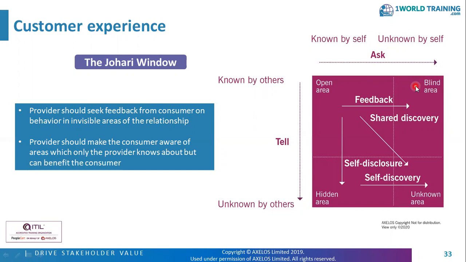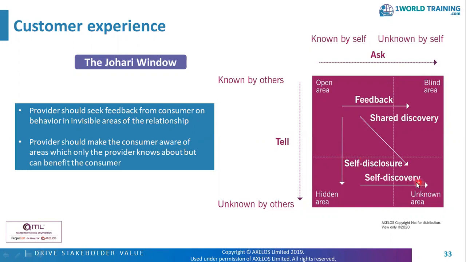by which the provider will know what was previously unknown to them about themselves. On the other hand, the provider may know some things about themselves, but those are unknown to the customer or the consumer. In that case, the provider may want to disclose that to the consumer. For example, they may want to disclose that there are other offerings and promotions going on. Or maybe some of the strengths which are unknown to the consumer may be disclosed.